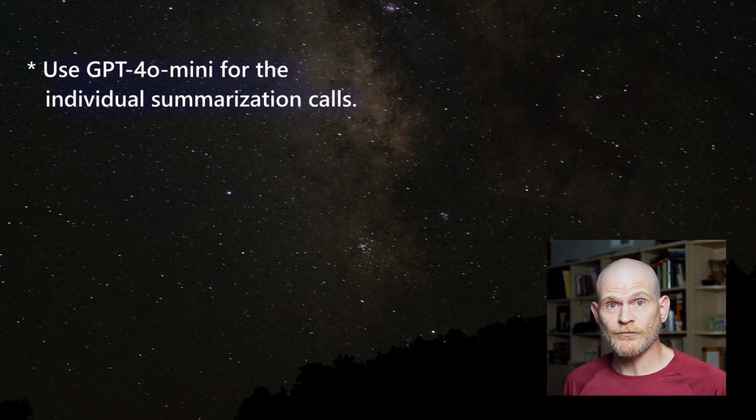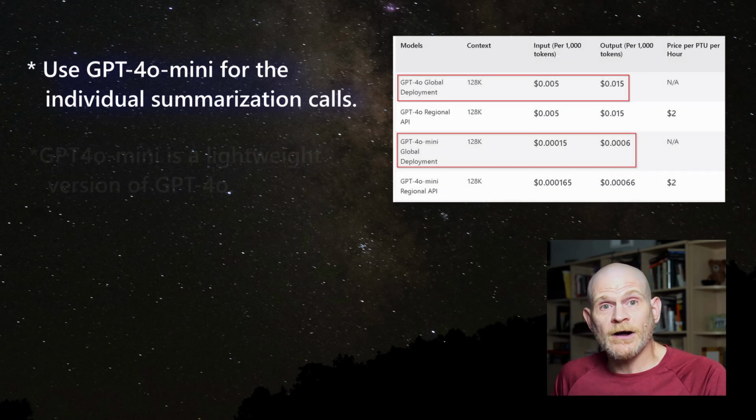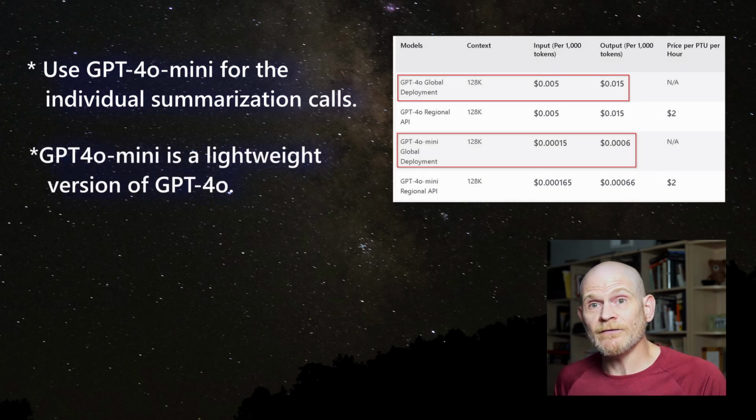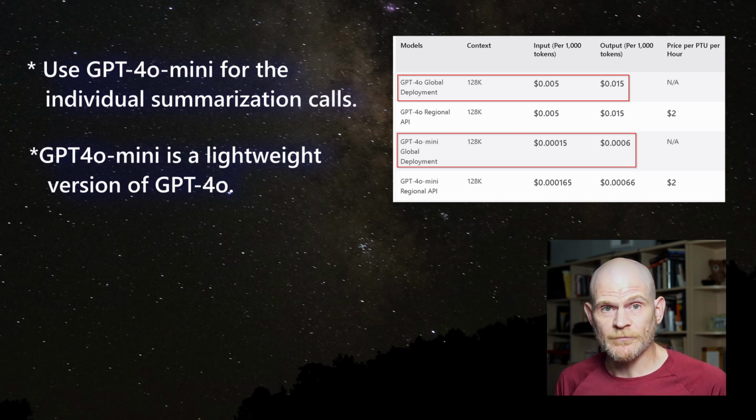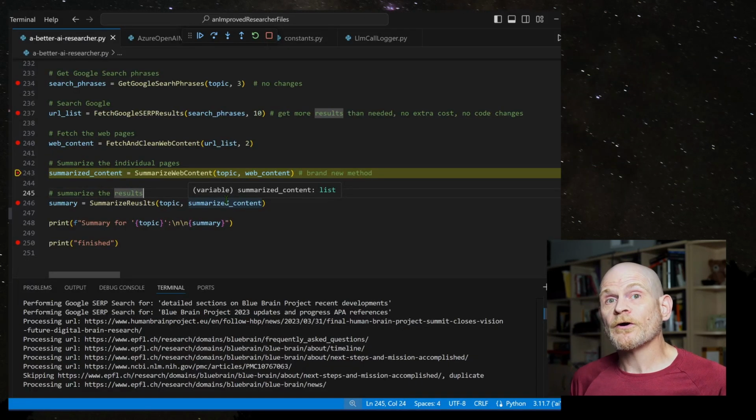So we're going to use the new GPT-4o-mini model for the additional summarization. It is considerably less expensive. GPT-4o-mini is what it sounds like, a lightweight version of GPT-4o. I've included a link in the description if you want to read further. A second LLM API method has been added so that we can choose between GPT-4o and GPT-4o-mini. So we're going to run each of the web results through a summarization prompt. Let's take a look.